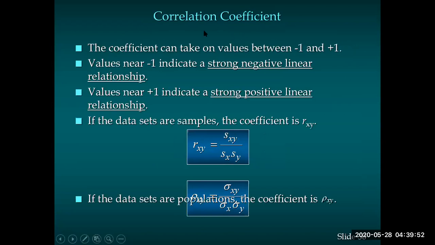What is the correlation coefficient? Now, the correlation coefficient is actually a number between -1 and +1.